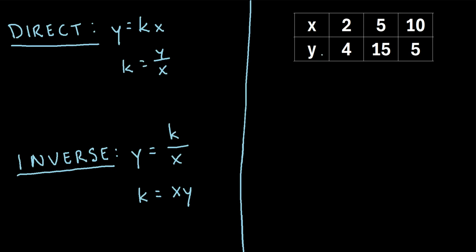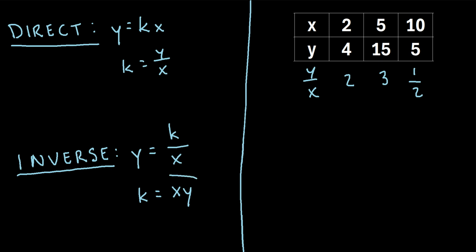All right, let's try one last example. Let's say we have this table of x, y values. First, let's check if they have direct variation. So we'll use this formula right here. So y divided by x. So 4 divided by 2, that's 2. 15 divided by 5, that's 3. 5 divided by 10, that can be simplified to 1/2. So we can see the value is not the same each time. So this must not be direct variation.